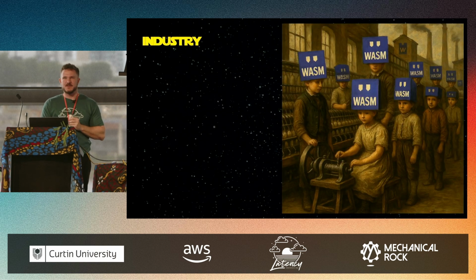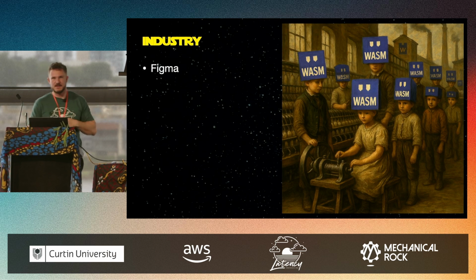So what are some industry uses of WASM that are happening today? ChatGPT really didn't want to generate this image because of child slavery being against its content policy, until I was like, well, it's Victorian, so it's historically accurate.